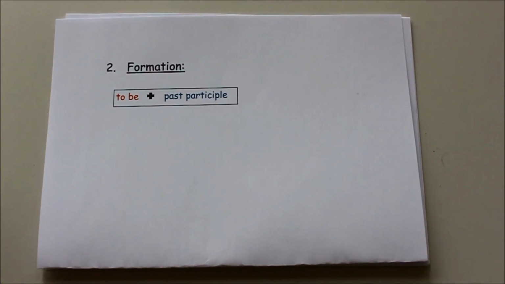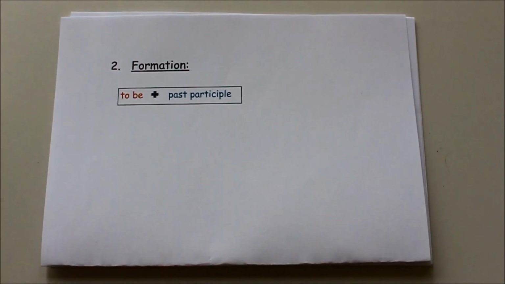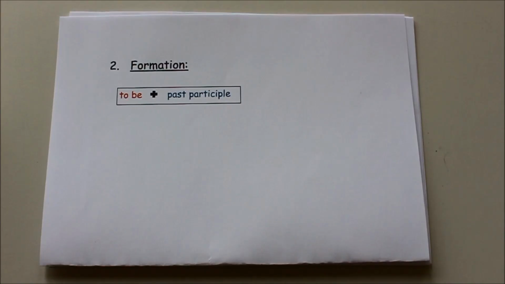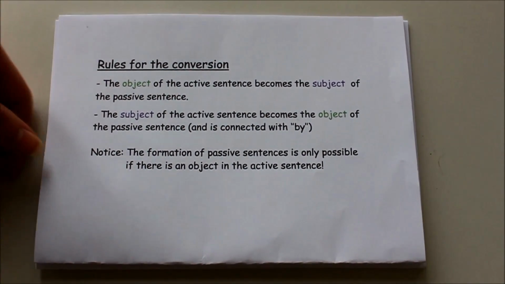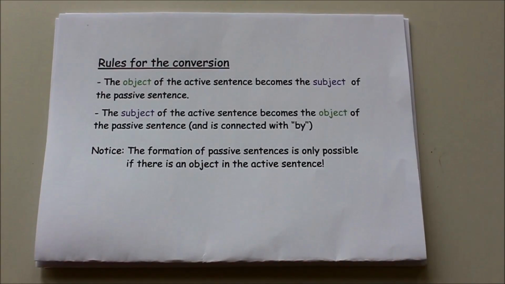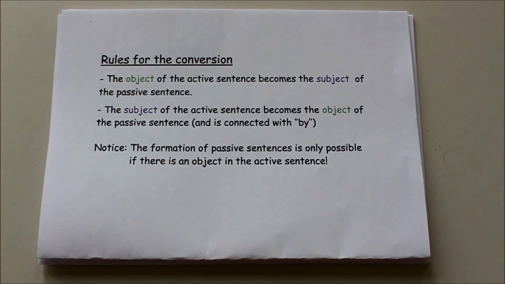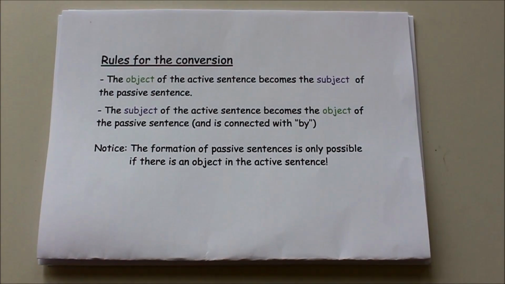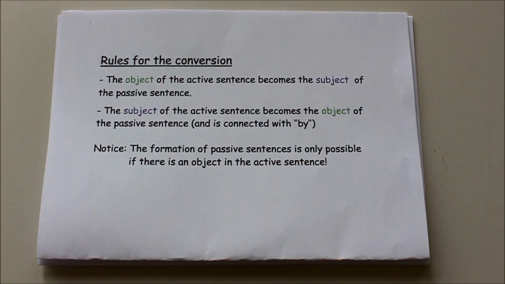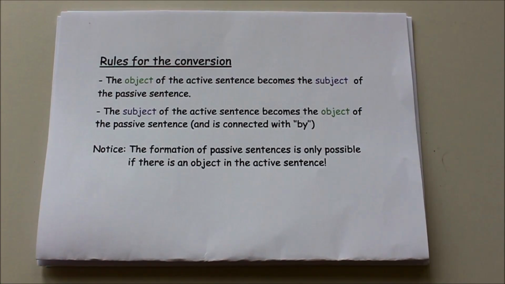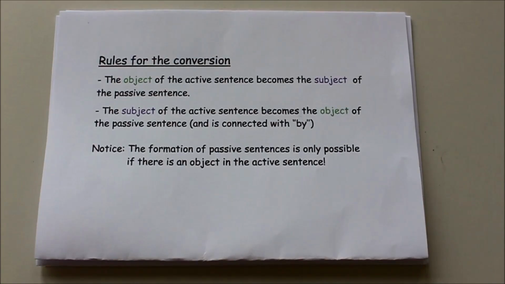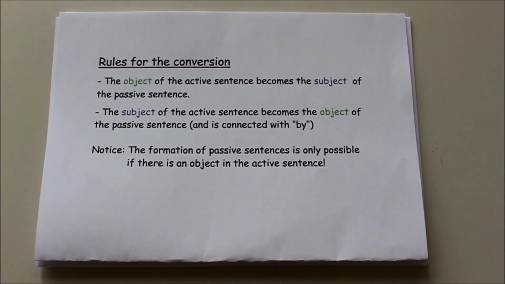Now the formation. For the formation, you just have to connect a form of to be, which changes with the different tenses, and the past participle of the verb. There are also a few important rules for the conversion. The object of the active sentence becomes the subject of the passive sentence. The subject of the active sentence becomes the object of the passive sentence and is connected with by. Notice, the formation of passive sentences is only possible if there is an object in the active sentence.